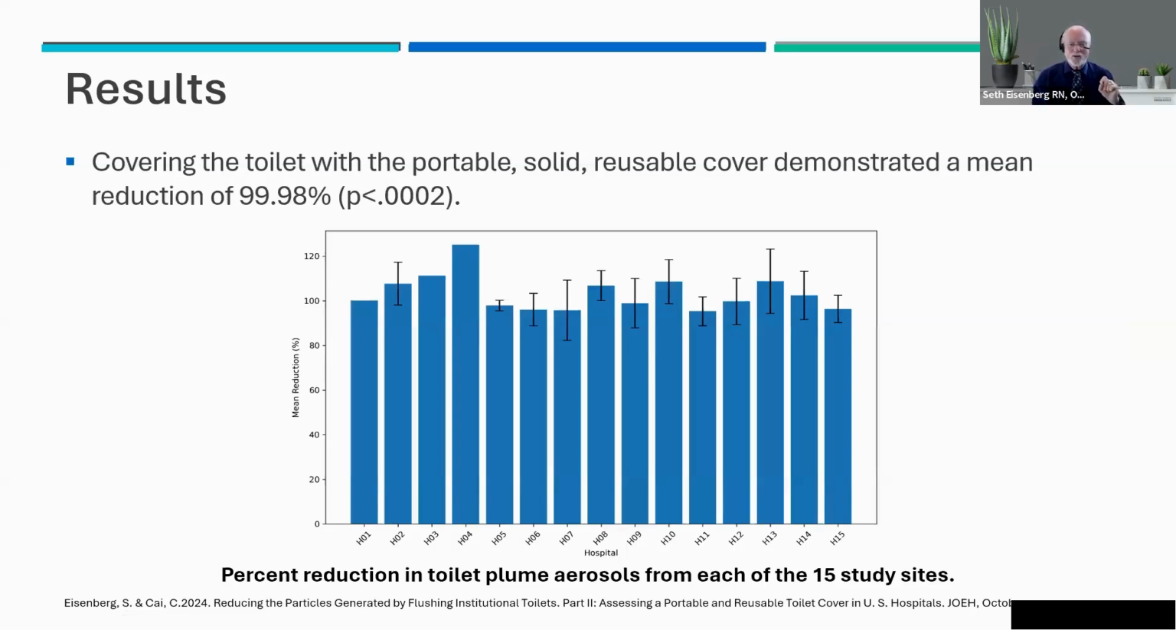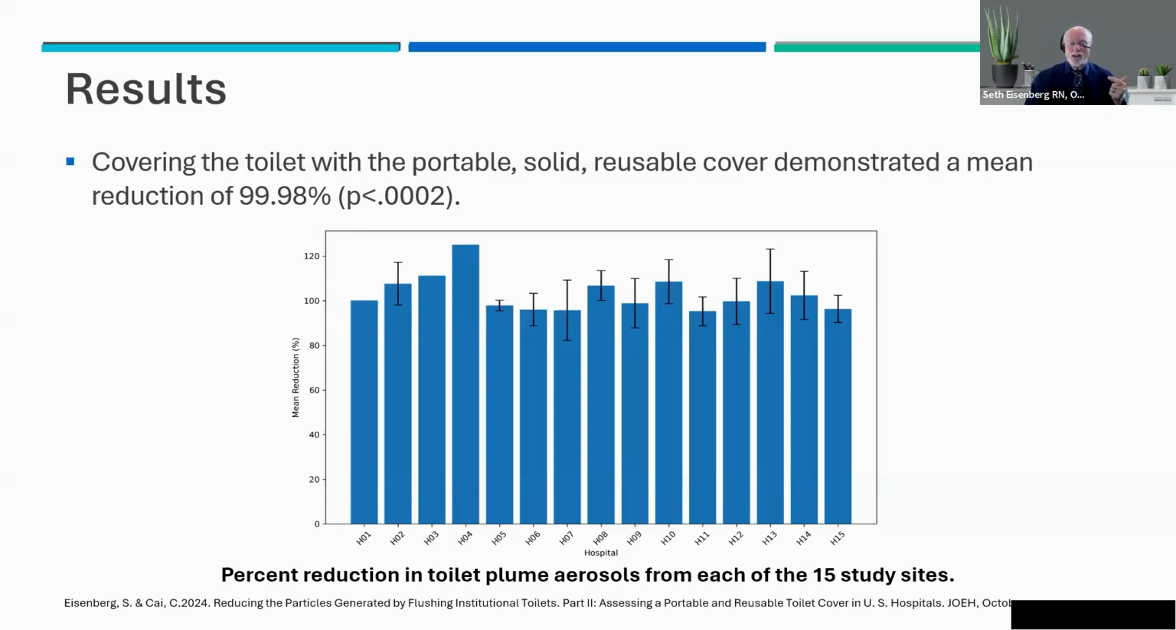What we found is a mean reduction in toilet plume aerosols of 99.98% with an incredible p-value to show you that, yes, covering made a significant difference. Now, we learned a lot about ventilation in bathrooms, and we can talk more about that later if there's time. But this is just proof that, yes, there's a problem in hospitals across the country. It doesn't matter where your hospital is located.